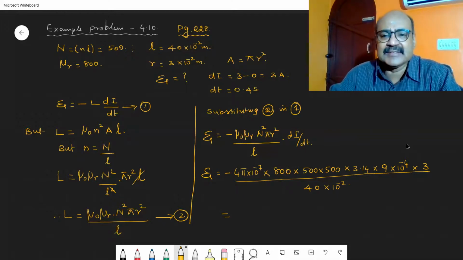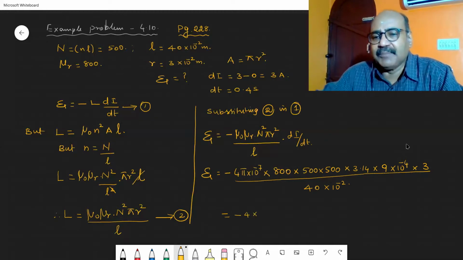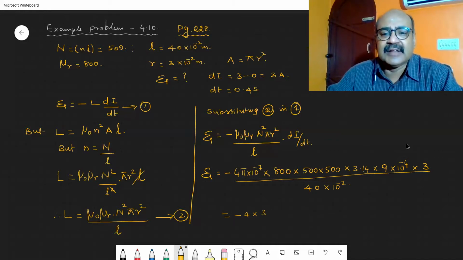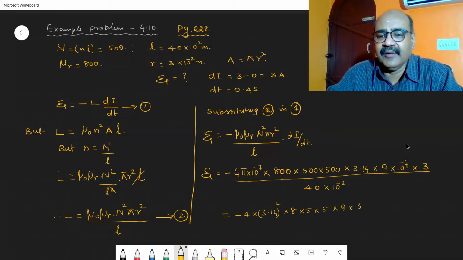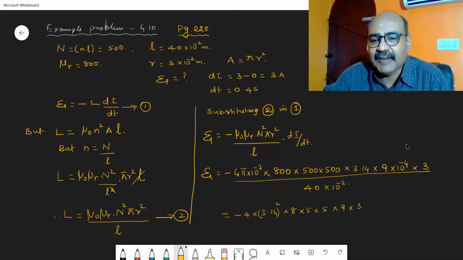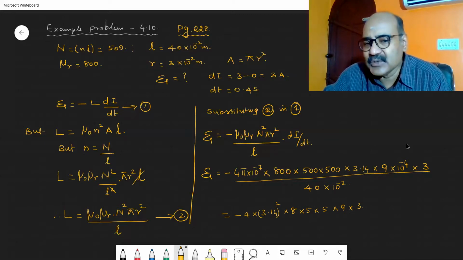See, I can write like this, minus 4 into, here you are having 1 pi, here you are having 3.14. So I can write 3.14 the whole square into, I can write here as 8, then here as 5, and another 5 into 9 into 3. So I am taking all the zeros out. Here I am having 2 zeros, 2, here plus 2, 4, here plus 2, 6.